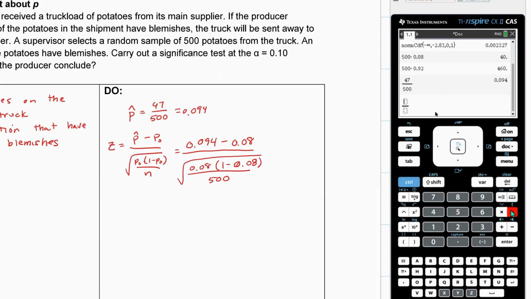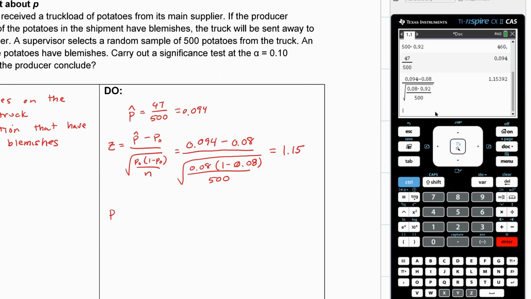So 0.094 minus 0.08 divided by, put in a square root, put in a fraction, and that again was 0.08 times 0.92 all over 500, meaning that our test statistic is 1.15. 2 digits is fine there.